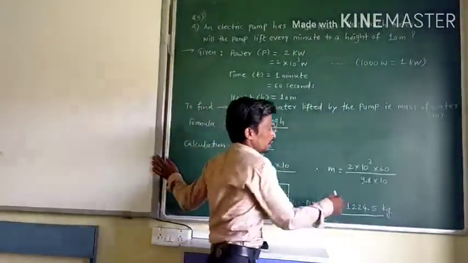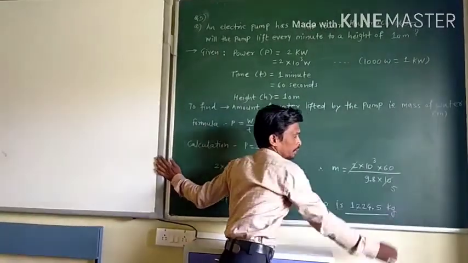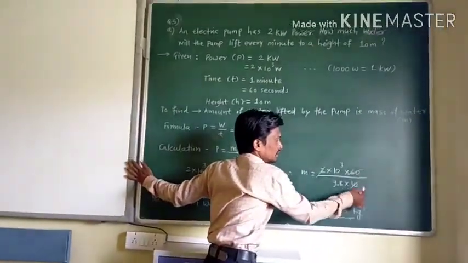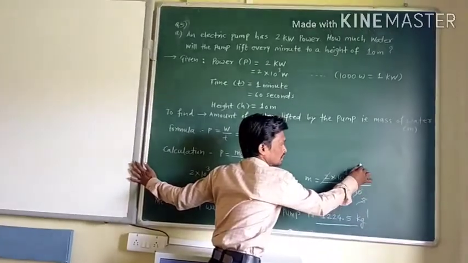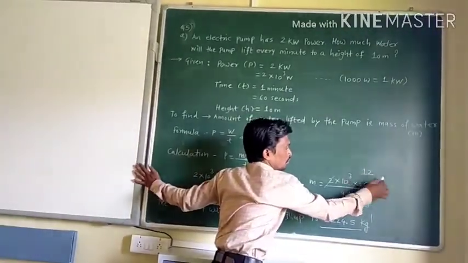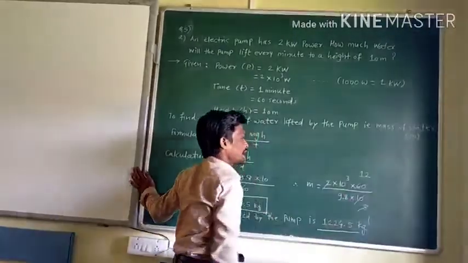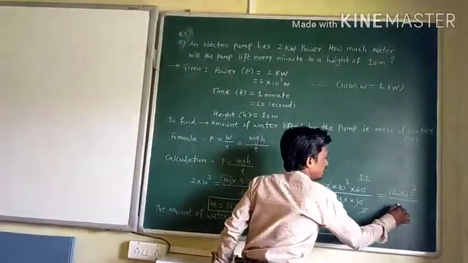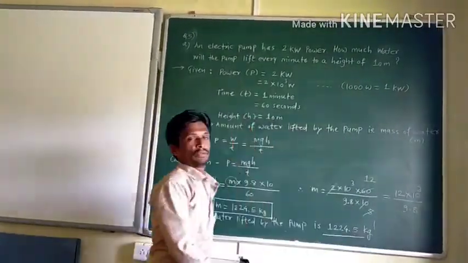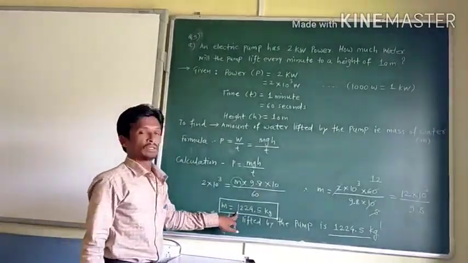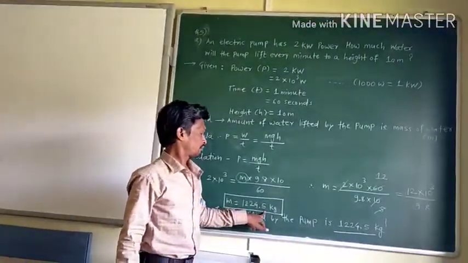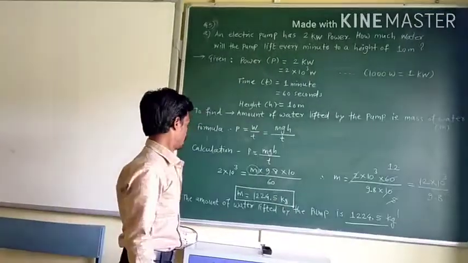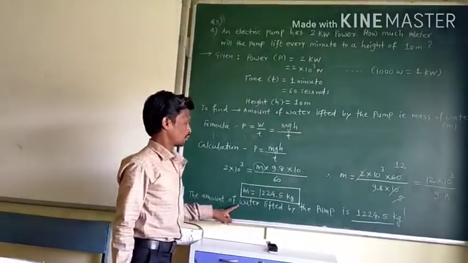So what do we do here? 2 divided by 10 is equal to 5, then 5 into 60 is equal to what? 12 into 10 raised to 3 divided by 9.8. Whenever we do the calculation, see here, 1224.5 kilogram. This is the value of the mass of that water. So write down as answer, the amount of water lifted by the pump.